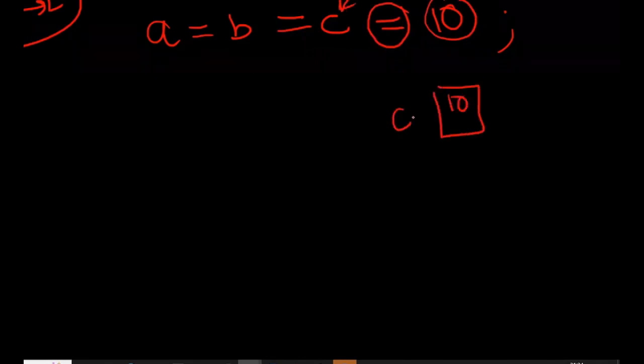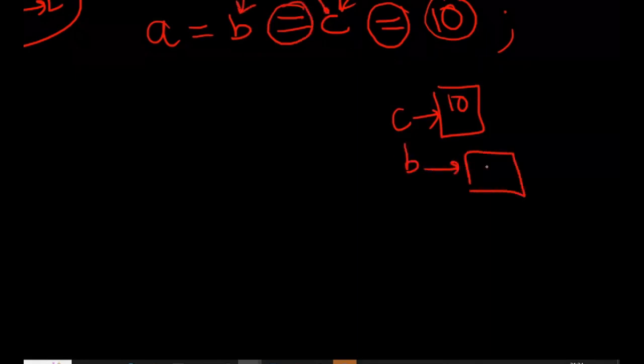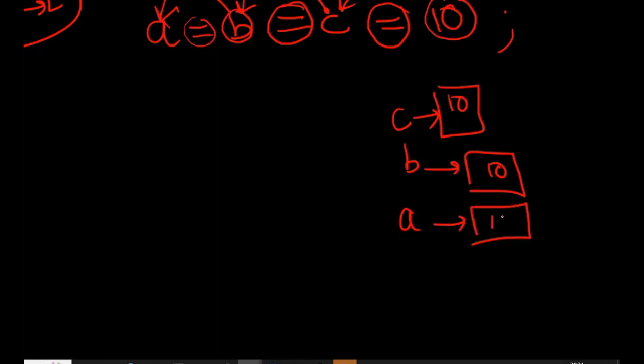So first of all, C will get the value 10. Then this assignment operator will run. What will happen? The value of C will be taken and assigned to B. Then B will get the value of C, which is also 10. Then this assignment operator will run, so the value of B will be taken and assigned to this variable A. So A will also contain the same value as B, that is 10.